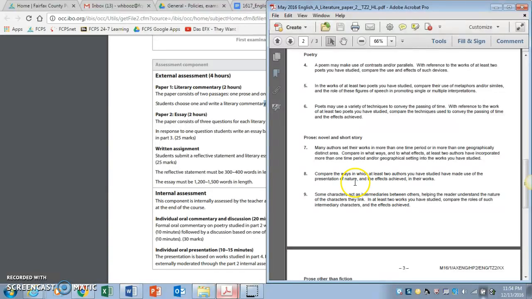And so you can take a look at just one of these prompts. Compare the ways in which at least 2 authors you have studied have made use of the presentation of nature and the effects achieved in their works. And here, you don't have the books in front of you. So unlike the Paper 1, you know the books because you've read them before. You understand the full context of the texts themselves. So you have to remember all of the references to nature.